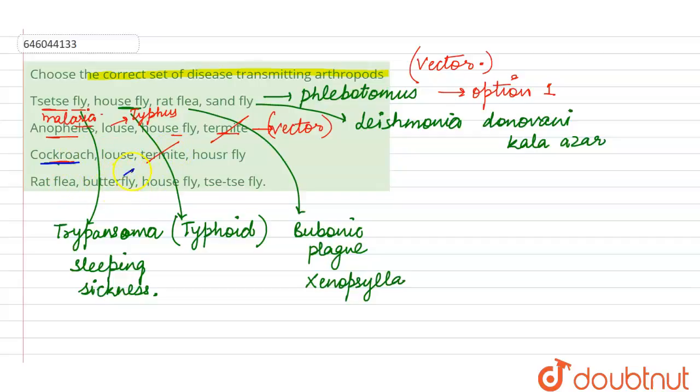And the fourth option, butterfly, acts as a pollinator, and it is not a vector of any of the disease causing agents, right? So this is a pollinator. So the entire set is correct in case of option number 1. We can mark option number 1 as the right answer, that is tsetse fly, housefly, rat flea, and sandfly. All these are going to act as disease transmitting arthropods. So we can mark option number 1 as the correct answer.